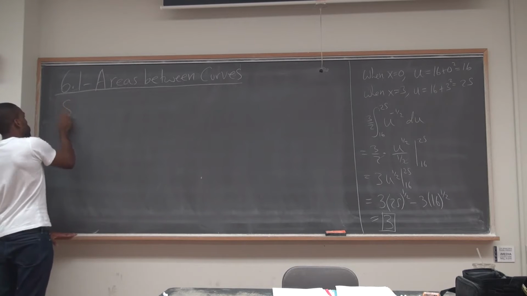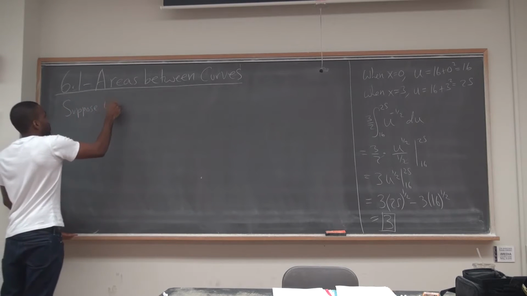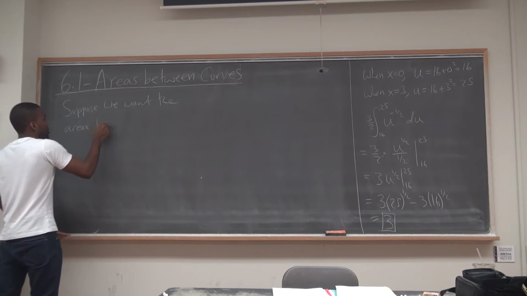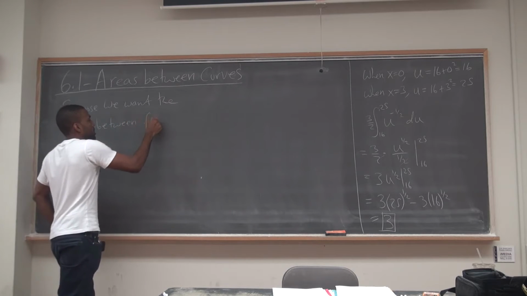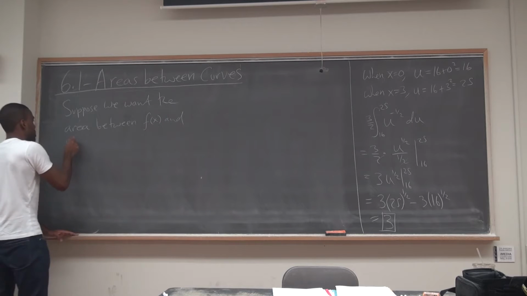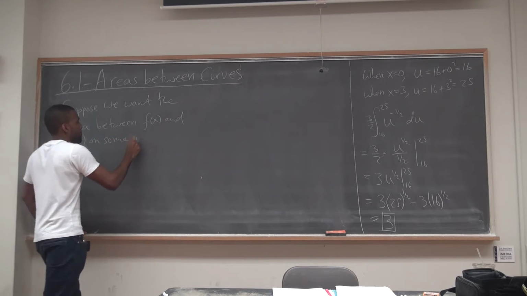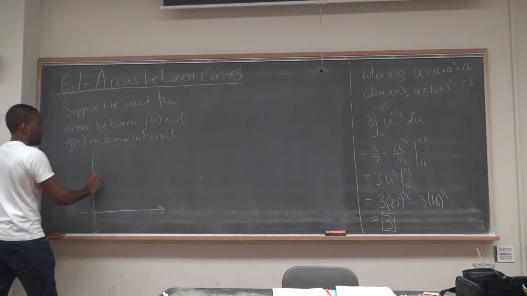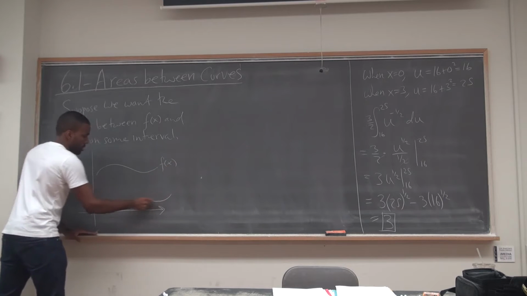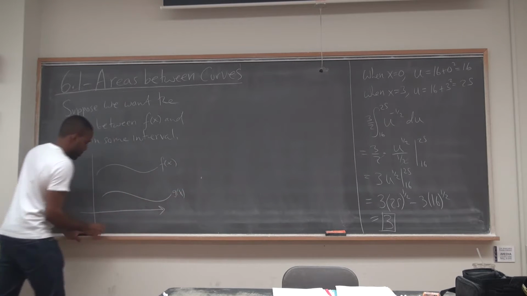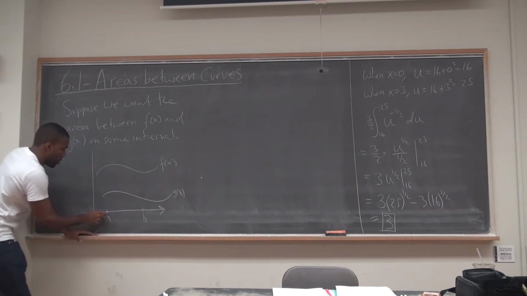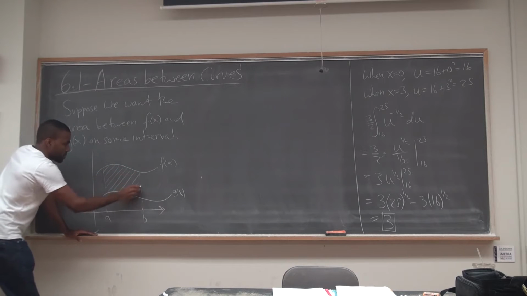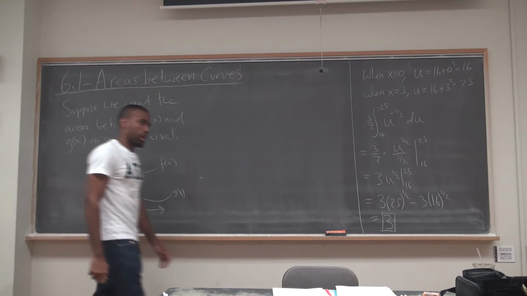So here's what you want. Suppose we want an area between some function f of x and g of x on some interval. And so for example, let's say I have that's my f of x, that's my g of x, and I'm on the interval a, b, and what I want is actually the area in between these two curves. That is the goal. I want to find that area.